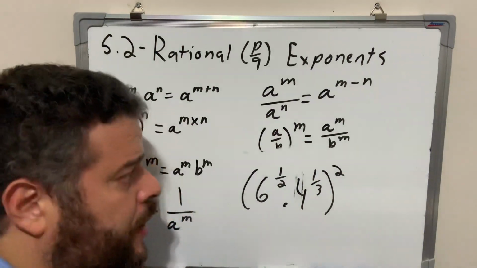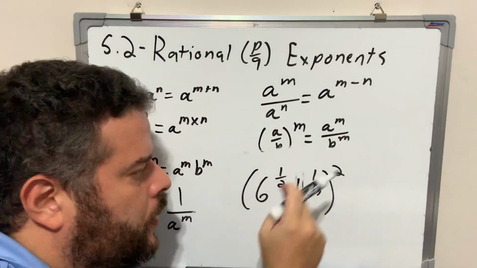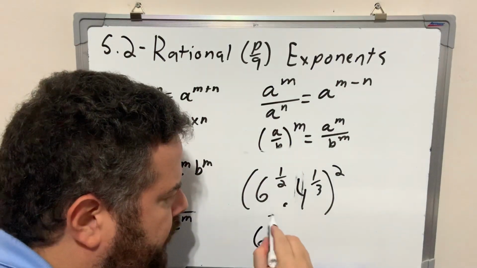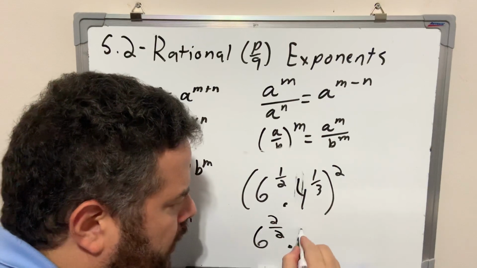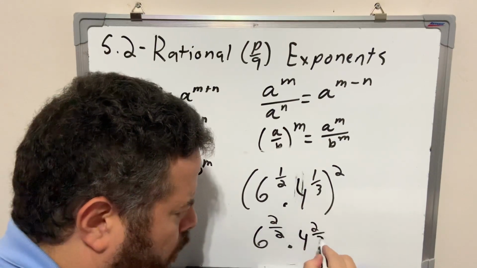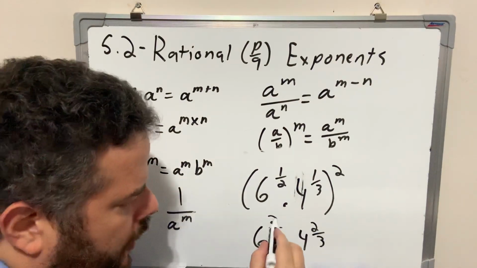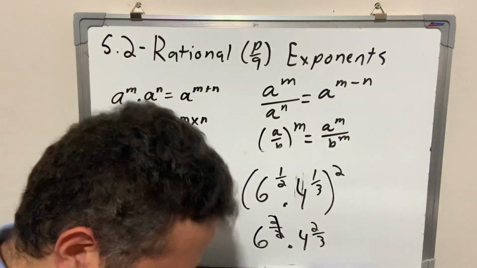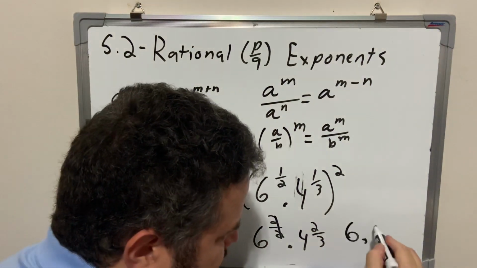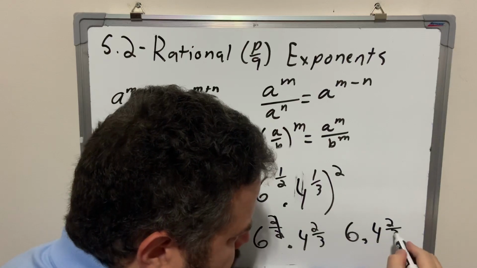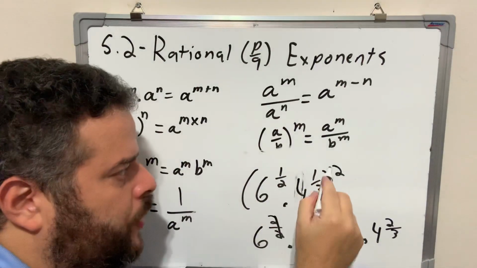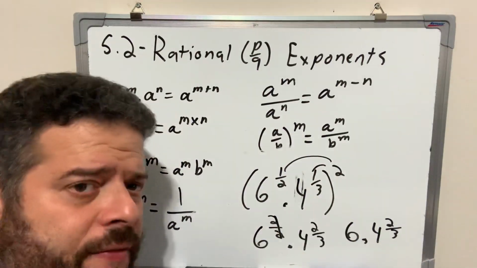Now here, all you're going to do is distribute the 2. So this is going to become 6 to the 2 over 2 times 4 to the 2 over 3. This simplifies down into 1, and you're left with 6 times 4 to the 2/3. Done. All I did was distribute the 2. That's all you have to do.